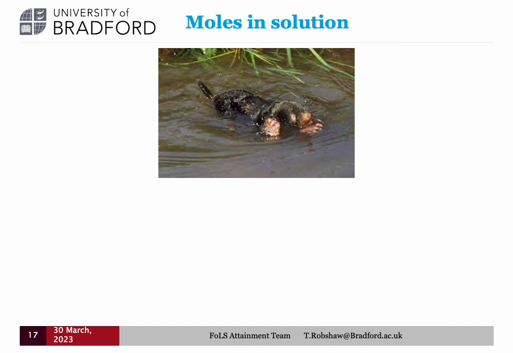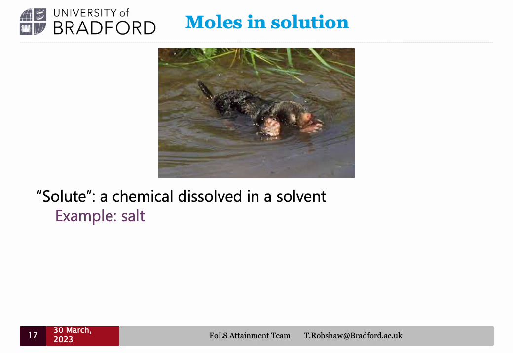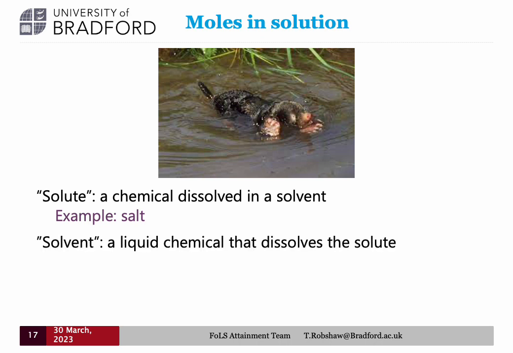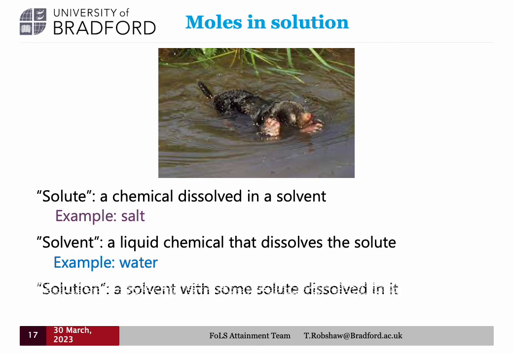So here we need to introduce some general terms which are of key importance to the chemist. So we've got solute, a chemical usually initially in solid form that is added to a solvent and dissolved in it. An example would be salt. Solvent, a chemical in liquid form that dissolves the solute, usually water but not always, but I'm going to use water as an example. And solution, which is simply a solvent with some solute dissolved in it. An example would be salt water or brine.